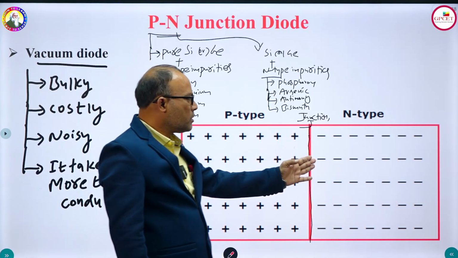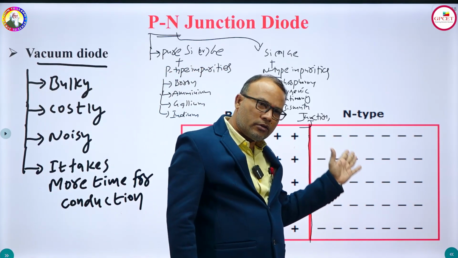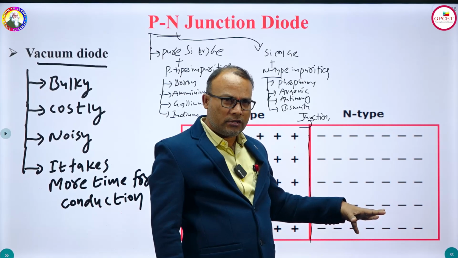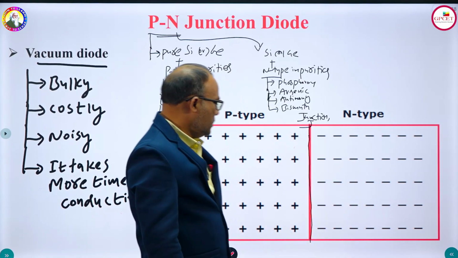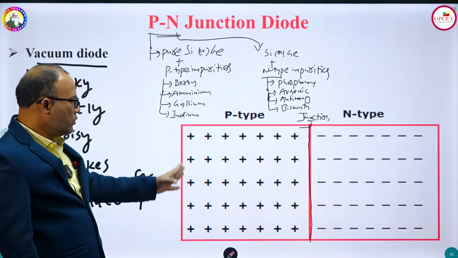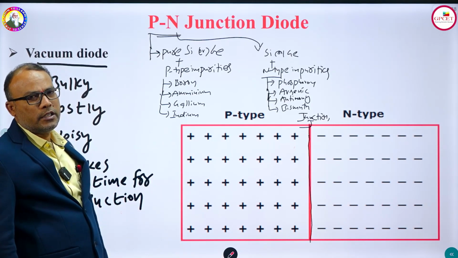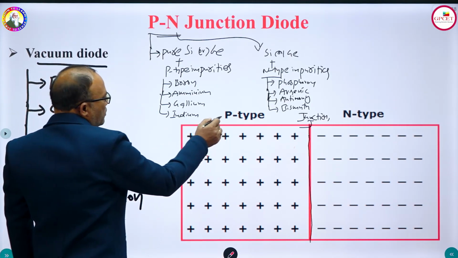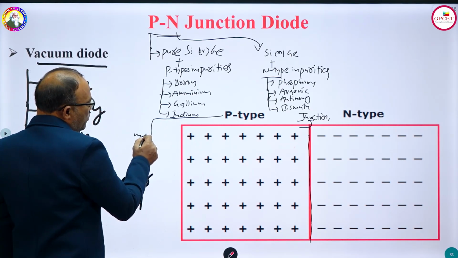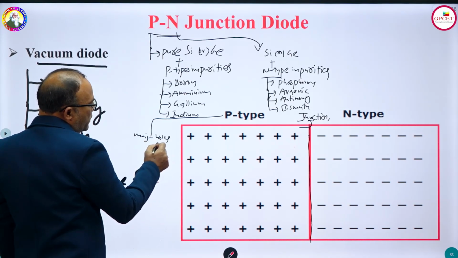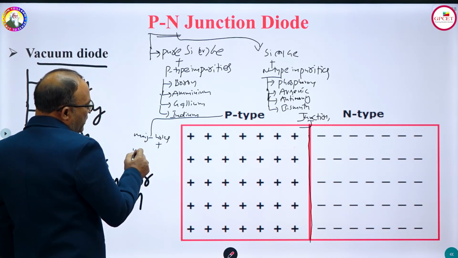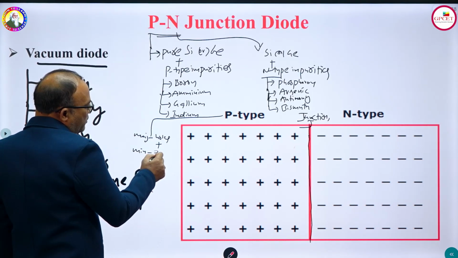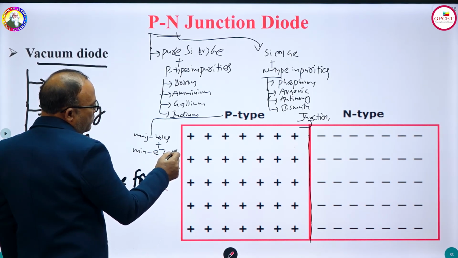Here this is an n-type semiconductor where majority charge carriers are electrons and some minority charge carriers are also present, which are nothing but holes. In the p-type, majority charge carriers are holes. Holes are positively charged particles, and minority carriers are also present here, which are nothing but electrons. Electrons are negatively charged particles.